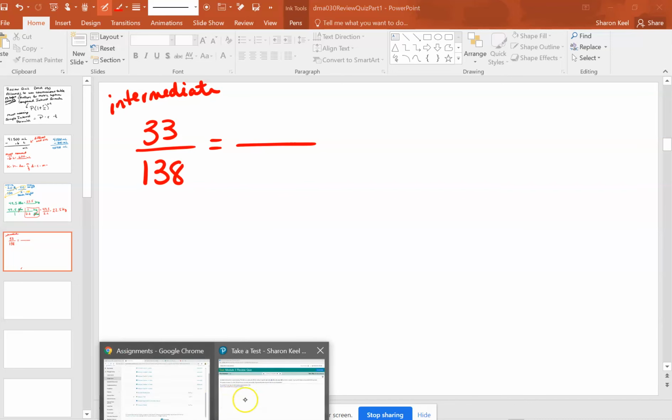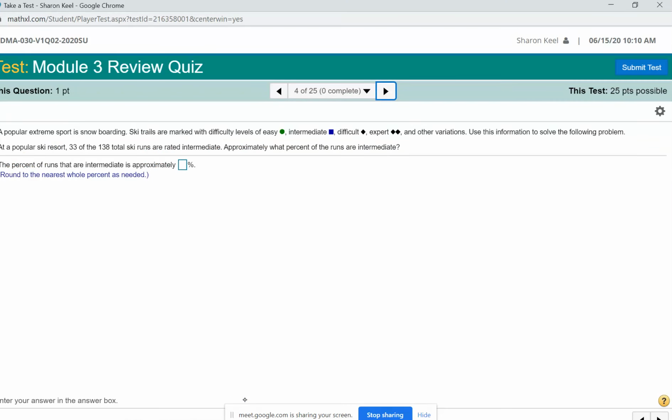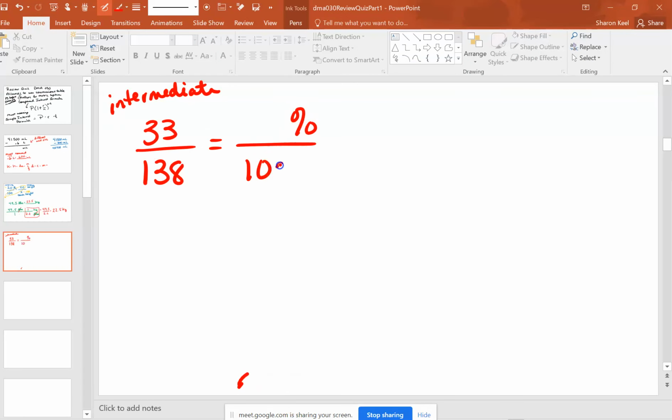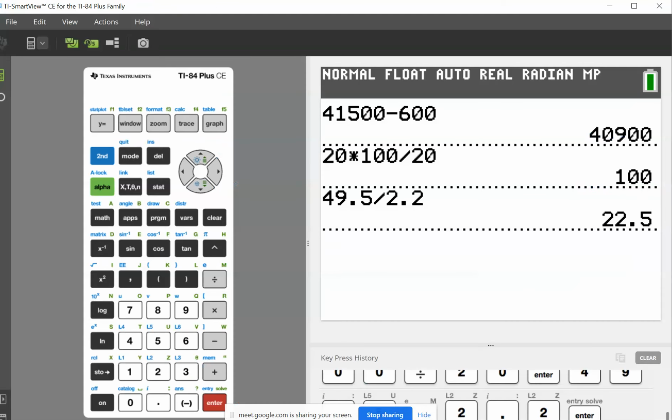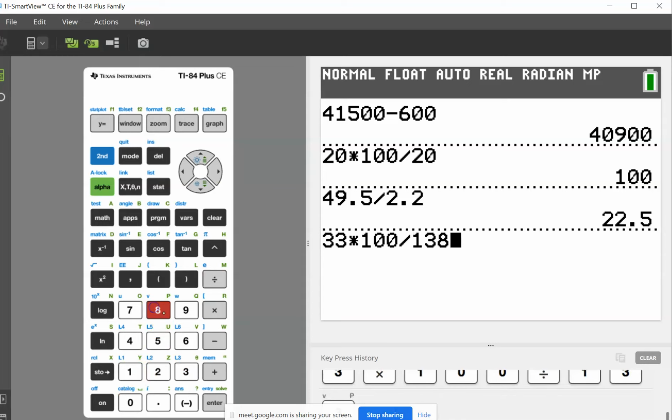The question they want us to solve for is approximately what percent of the runs are intermediate. So our percent is always over the 100. So if this is the percent that's intermediate, the amount that's intermediate, this is the percent that's intermediate. So all we've got to do is cross multiply and divide. So 33 times 100, divide by 138, and that gives us, now let's see how far they want us to round.